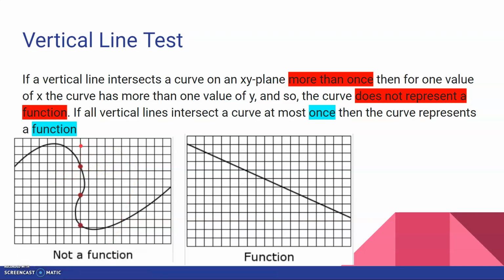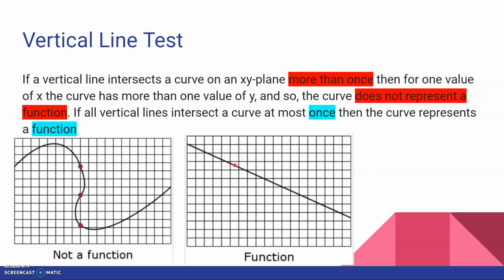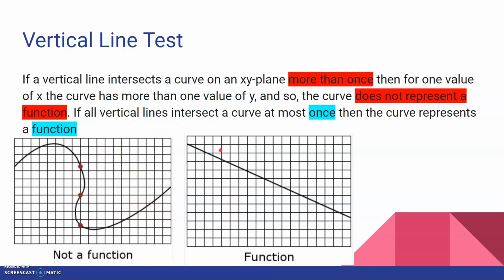So if this was the only line that intersected more than one point, that would immediately make it not a function. Whereas if we look over here, every single one of these vertical lines is intersecting this downsloping line only once. And if you have vertical lines intersecting only once, you do have a function. More than once, not a function. Only once, it is a function. These vertical lines represent our inputs. And if they only hit once, that means we only have one output for each input.